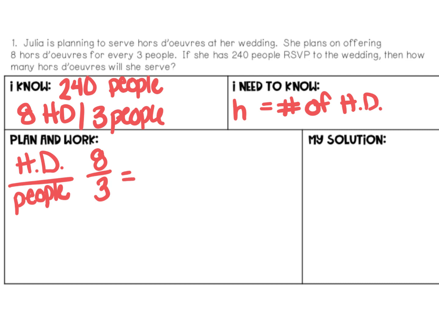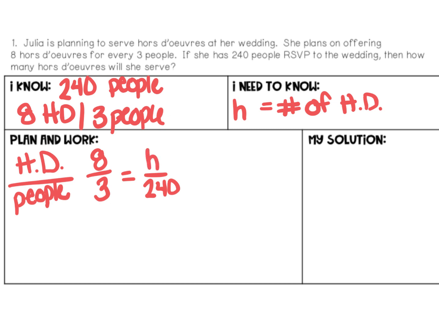And then I'm setting up a proportion, so I'm going to say that equals, that other piece of information I had was that number 240. Scarlett, based on where I have my labels, where do you think we're going to put the 240? The top or the bottom? Bottom. Why? Because that's how many people. Good. So see how easy it is once I have my labels there? Oh, it's 240 people. I put people on the bottom, so 240 goes on the bottom. And I'm also trying to find the number of hors d'oeuvres. That's my variable. Well, hors d'oeuvres is on the top, so my variable is going to go on the top.